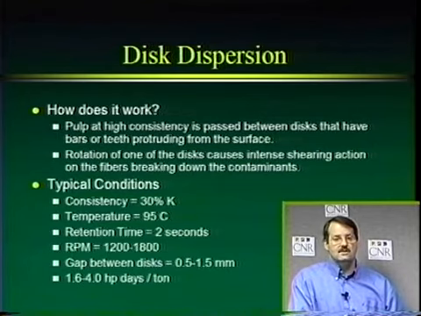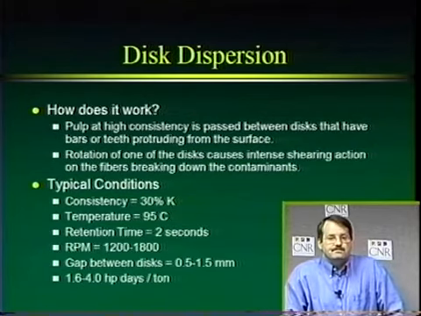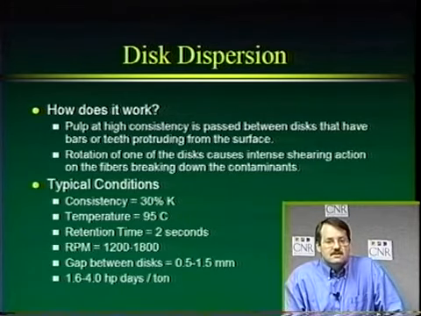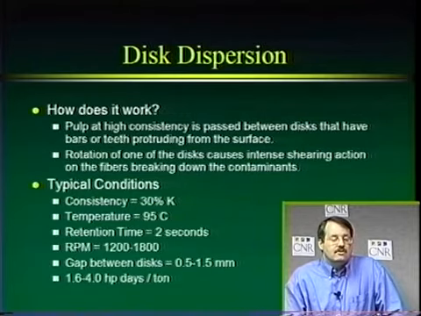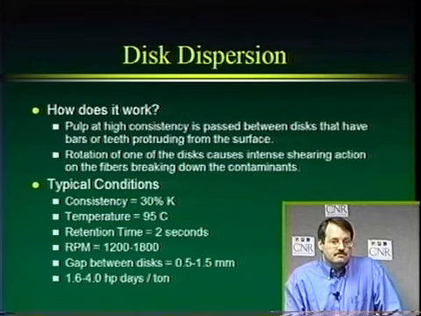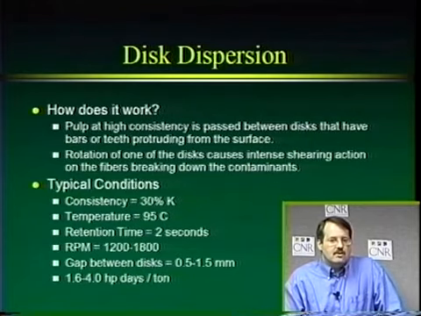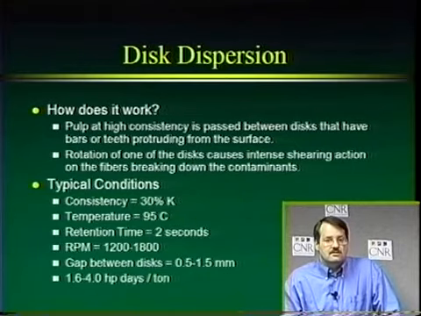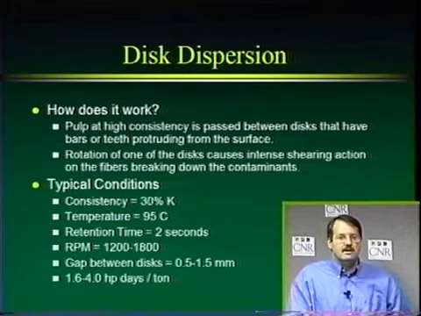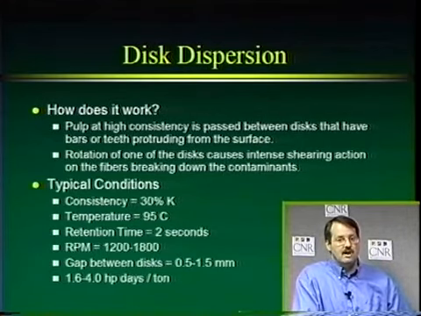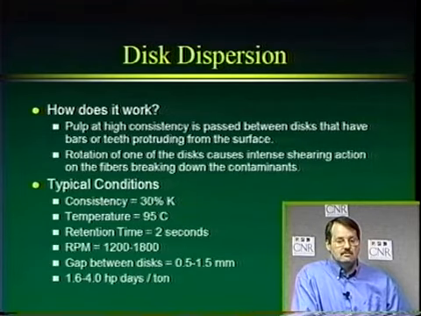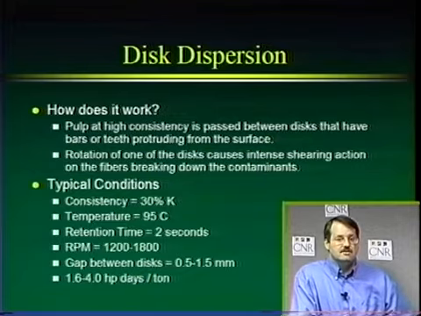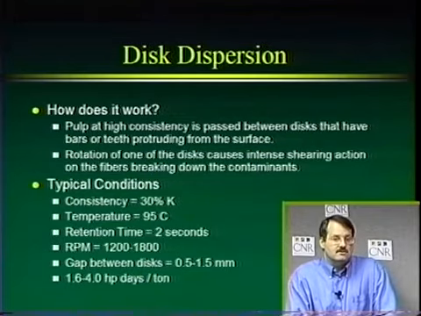Okay, how does it work? Pulp at high consistency is passed between discs that have bars or teeth protruding from the surface. If you're familiar with paper refining, it's a similar type of equipment, except that we have a different purpose and we're going to run it in a slightly different way in order to break contaminants, rather than in typical refining before a paper machine, where we're trying to increase the bonding ability of the fibers by flexibilizing, swelling the fibers, and fibrillating them.